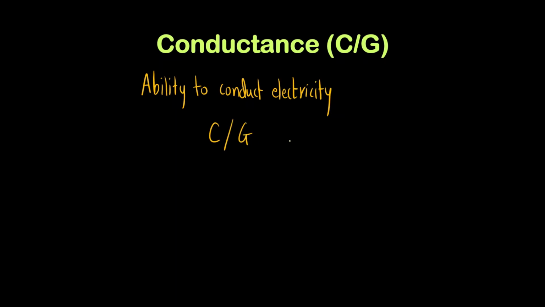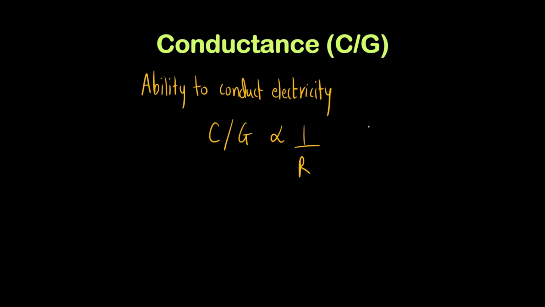Now let us see what is conductance. Conductance means the ability to conduct electricity. It is denoted by capital C, or sometimes by capital G. Different books give different notations. It is inversely proportional to resistance. Resistance is an opposition to the flow of current, so conductance will be the opposite of that, or inversely proportional to it.